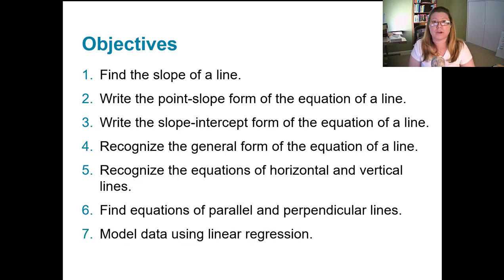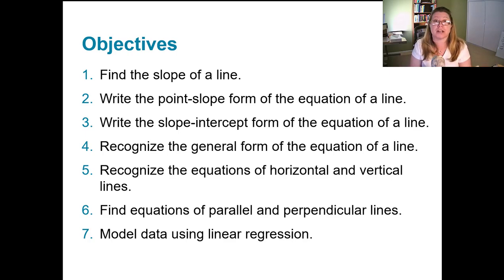And lastly, we're going to model data using linear regression. We're not going to get into all the steps of linear regression. We actually leave that to a statistics course, but it's important to see what linear regression looks like. It's important to recognize linear regression when you have a bunch of data and how you can use that line as a predictor.